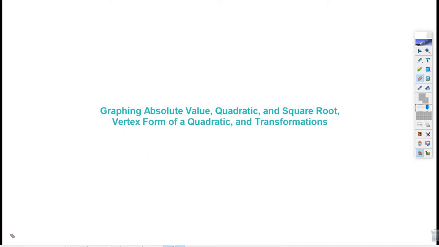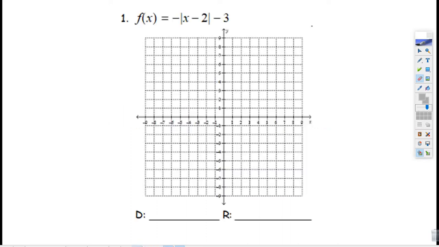So this is going to be a review for the topics covered on the Unit 4 test: graphing, absolute value, quadratic, square root, vertex form of a quadratic, and transformation. So let's look at our first example. First, we're going to graph an absolute value.